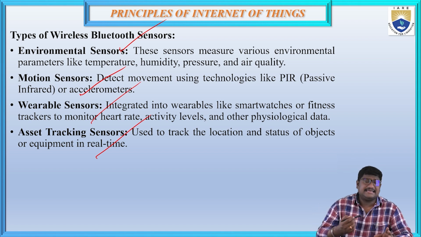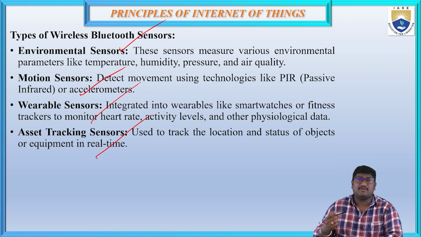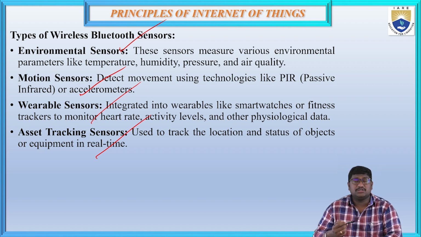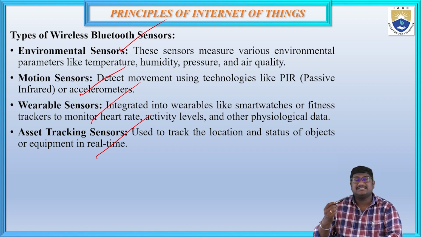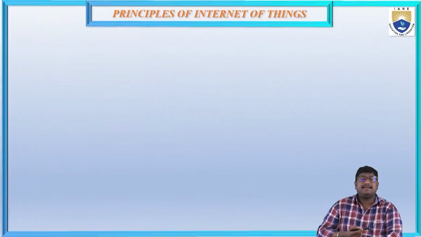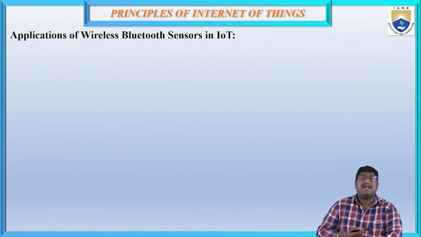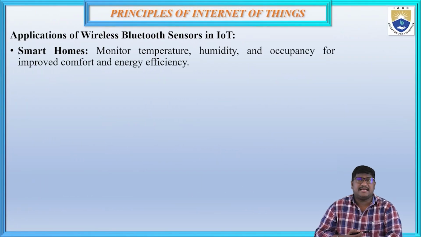Along with that, asset tracking sensor. This also comes under wireless Bluetooth sensors, which are used to track the location and also the status of the objects which are used in your real-time aspects. Coming to the next factor, applications which are used in wireless sensors.